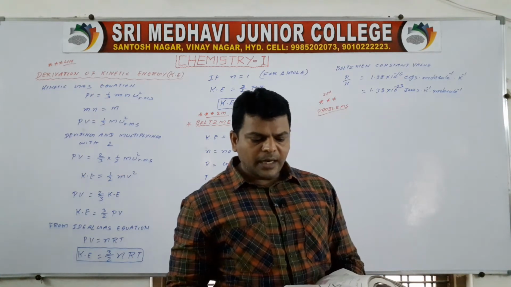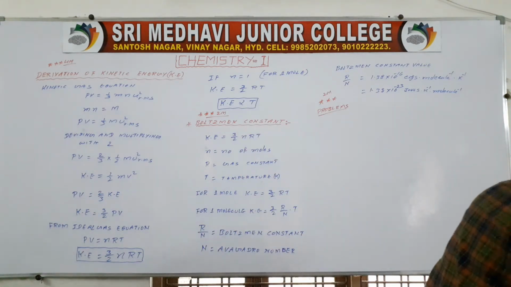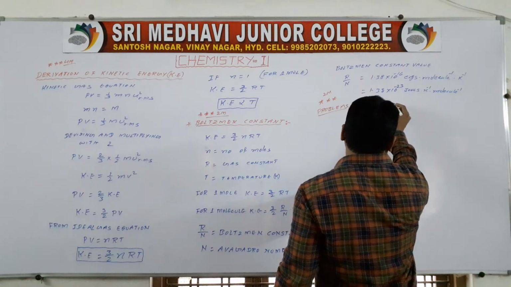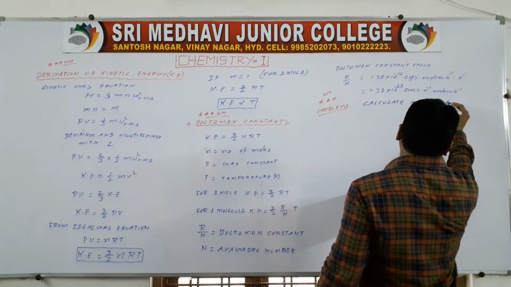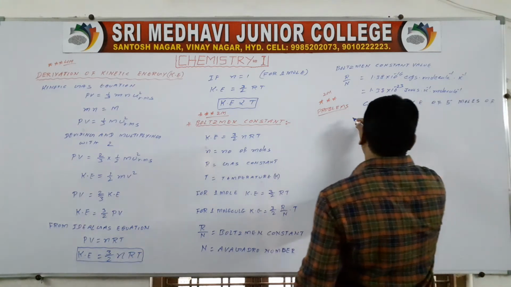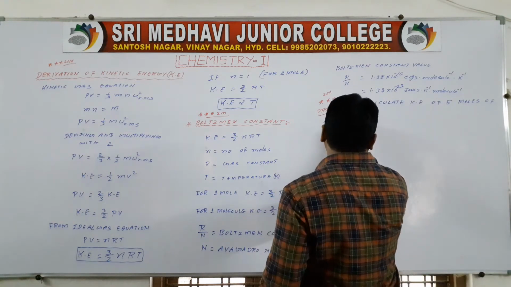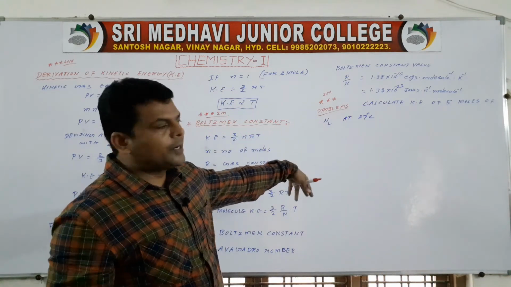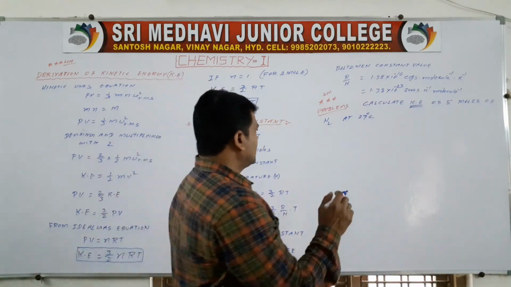Calculate the kinetic energy of 5 moles of nitrogen at 27 degrees Celsius. It's a very important problem. What do we have to calculate? Kinetic energy. Then the solution.